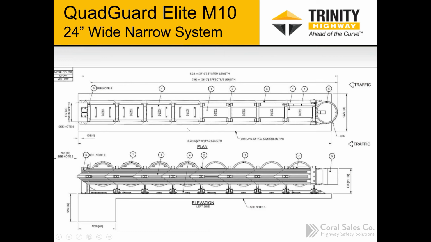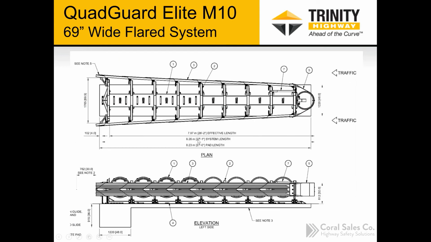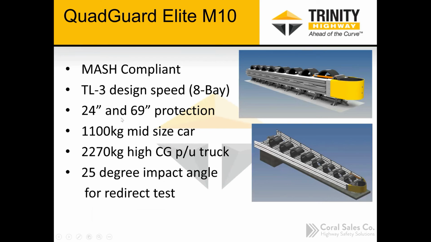There you can see the 69-inch wide QuadGuard Elite M10. Again, it uses the same cylinder configuration, same types of cylinders. There you can see a drawing of that system. Now these are a little bit longer with the 8 bays. They're at 27 feet 1 inch in this case with the wide system. Again, they're both MASH compliant, an 8-bay system. So we offer the 24-inch wide system and then the 69-inch wide, and that's inside panel to inside panel, designed for that type or width of hazard.